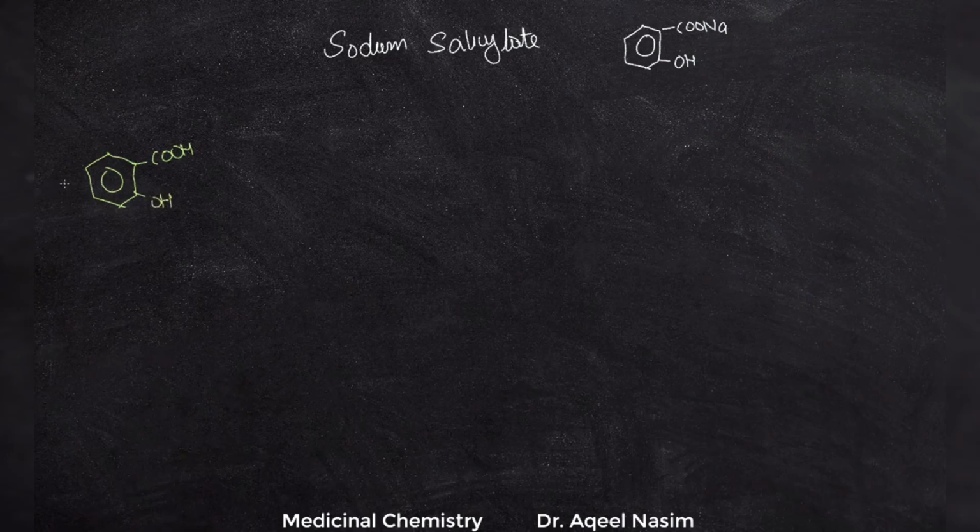So sodium salicylate is composed of the benzene ring, and the carboxylic acid is replaced with the sodium salt of salicylic acid. So here's the synthesis: two molecules of salicylic acid with sodium bicarbonate and sodium carbonate will lead to form COONa and OH. So this is the structural representation of sodium salicylate.